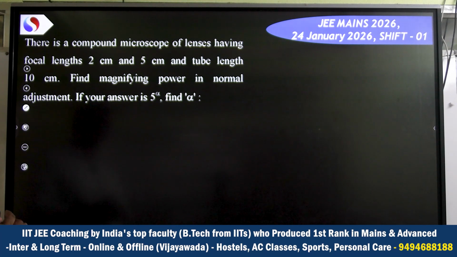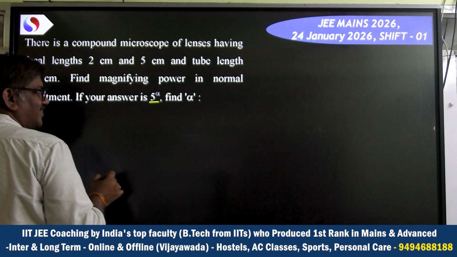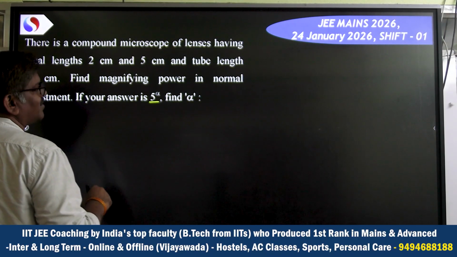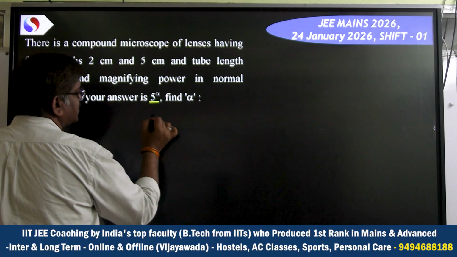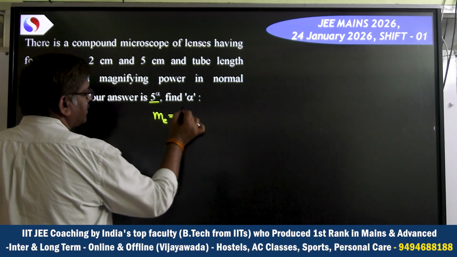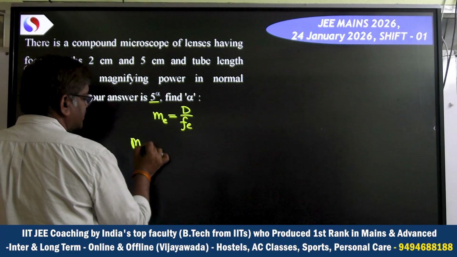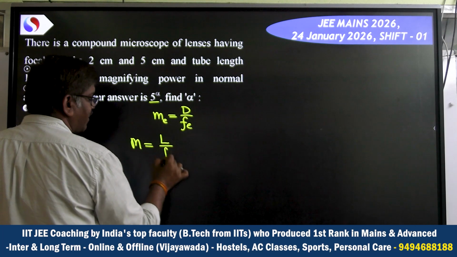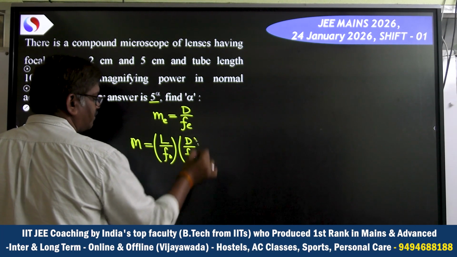There is a compound microscope with lenses having focal lengths 2 cm and 5 cm, and tube length is 10 cm. Find the magnifying power in normal adjustment. If your answer is 5 to the power alpha, find alpha. In shift 1, on the 21st, this same question also came. Direct formula. Normal adjustment means the magnification of the eyepiece is D by FE, and the overall magnification of the compound microscope is L, the tube length, by FO into D by FE.